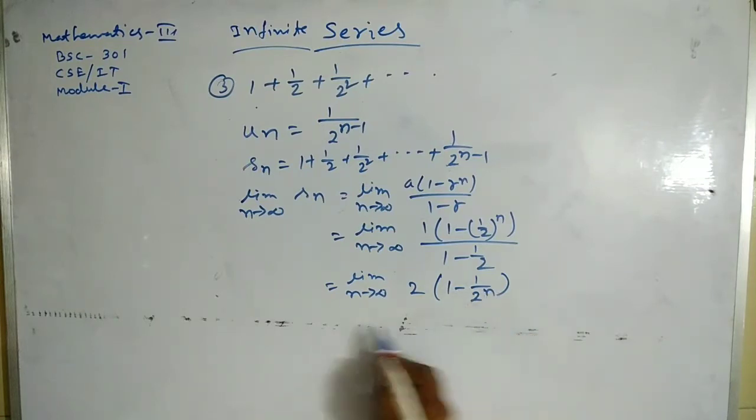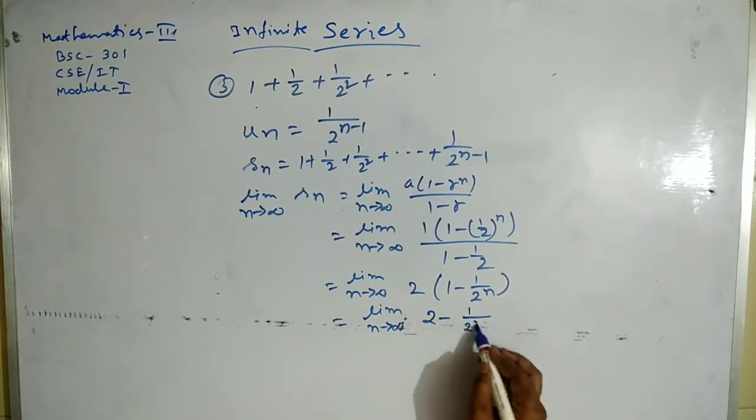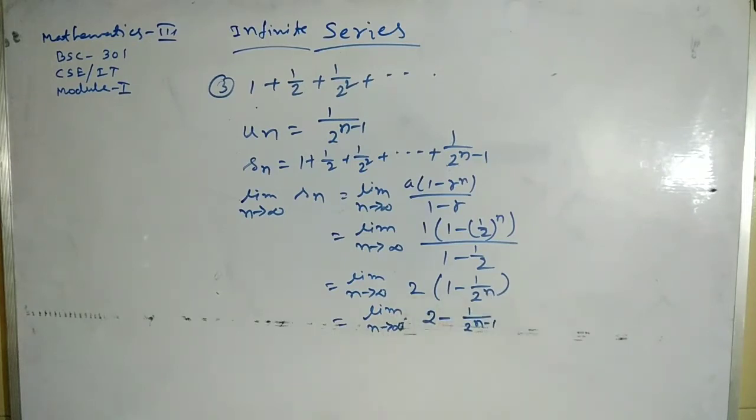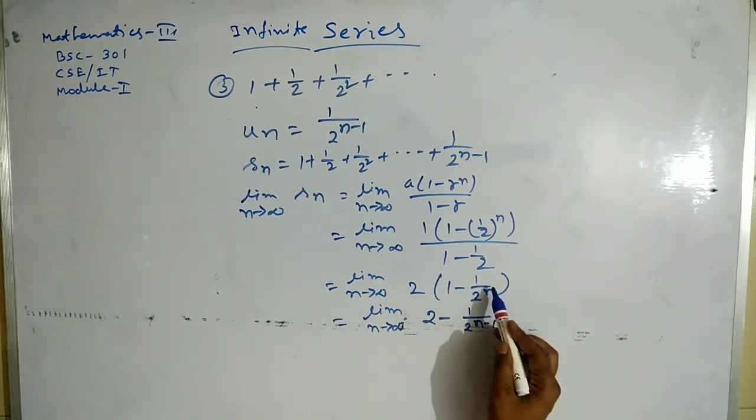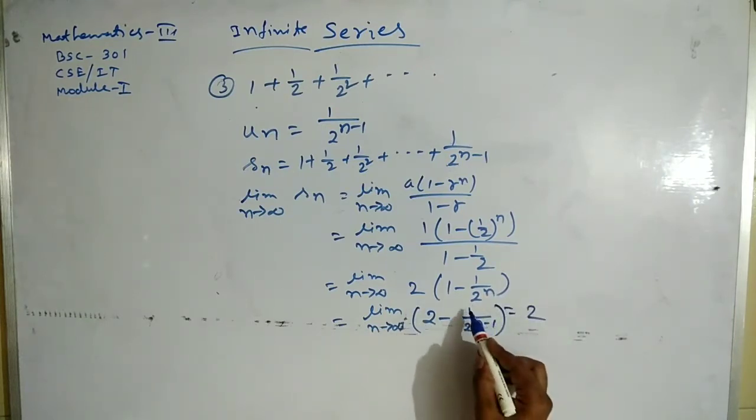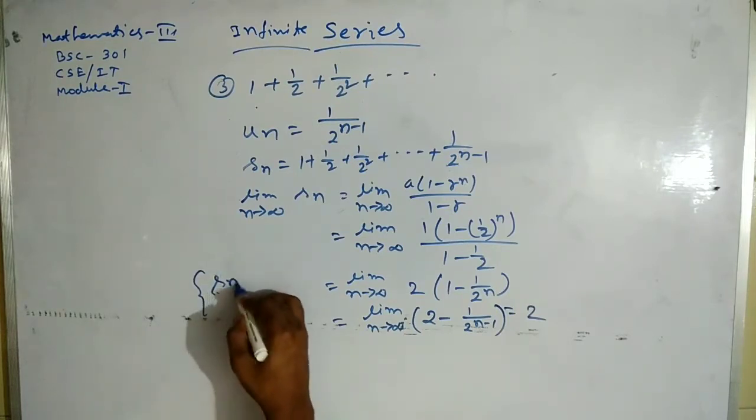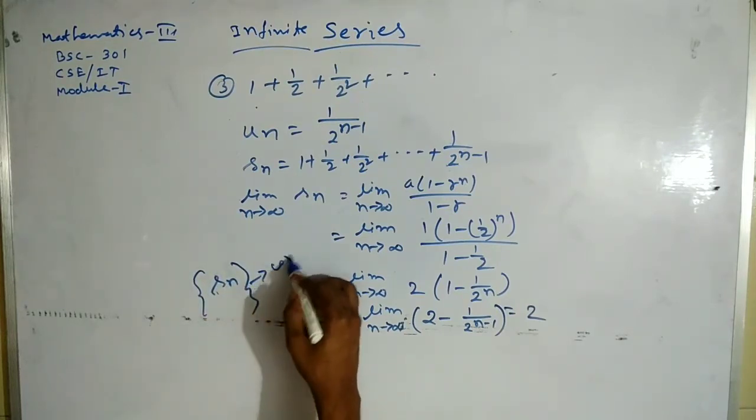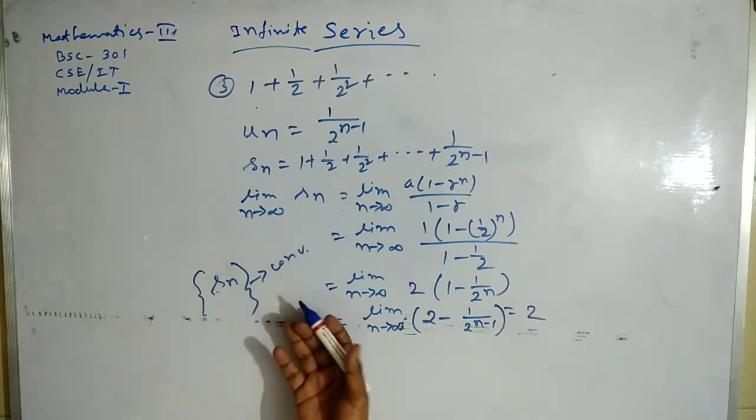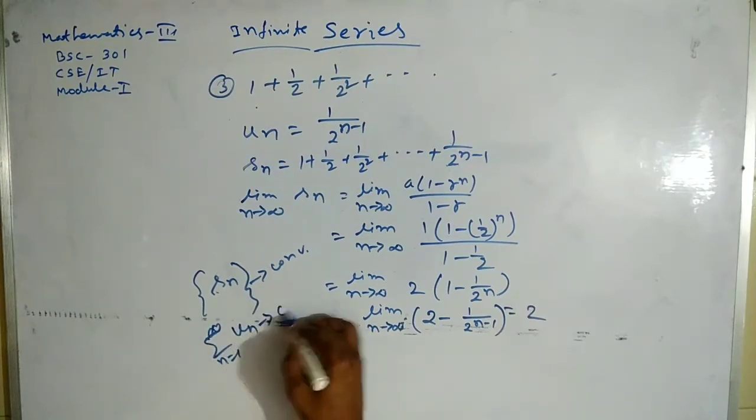Okay, now if we simplify it, limit n tends to infinity, it will be equal to 2 minus 1 by 2 to the power n minus 1, because 2 is multiplied with this term. So 1 by 2 to the power n minus 1. So this will be equal to 2, because this will be 0. So the limit is 2, which is a finite real number. So we can say that the sequence Sn is convergent, and if Sn is convergent, then we can say that the series summation n equal to 1 to infinity un is convergent.